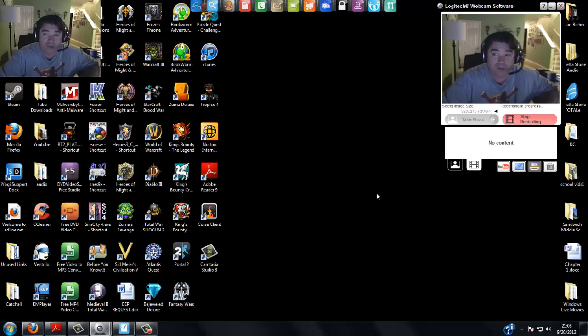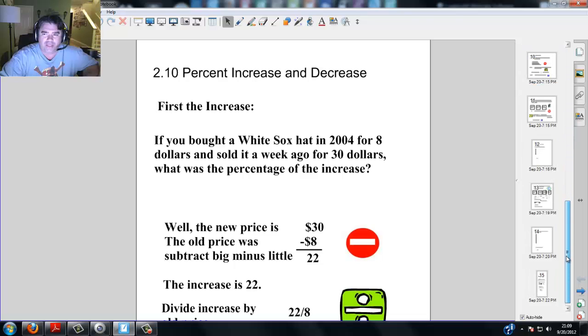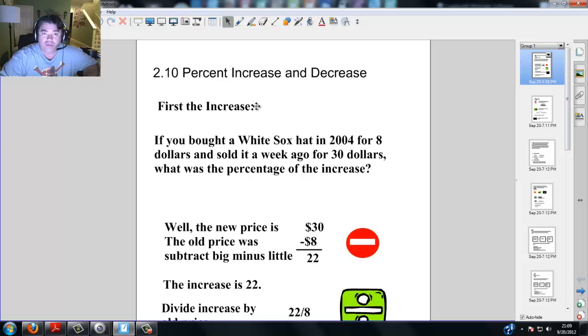All right, let's go ahead and do the last section of Chapter 2. It is 2.10, increase and decrease in percents. And we have it right here, percent increase and decrease. Now this was actually taken from General Math, so it's a little lengthier as far as actual pages, but we're going to go pretty fast. So here's what we have.